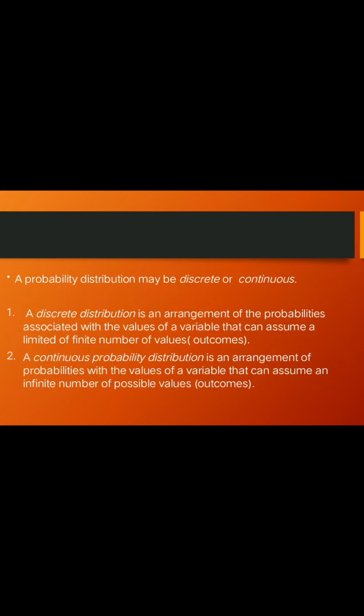Next, a probability distribution may also be discrete or continuous. So what is discrete and continuous? A discrete distribution is an arrangement of the probabilities associated with the values of a variable that can assume a limited or finite number of values or outcomes. So, how do we know if a probability distribution is discrete?